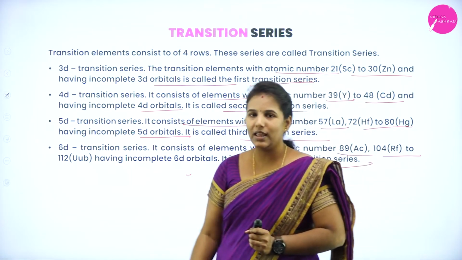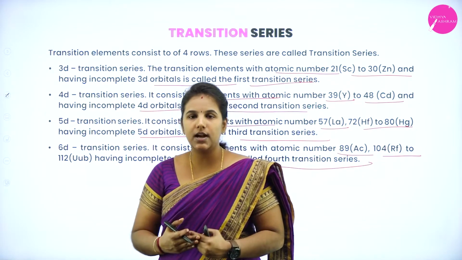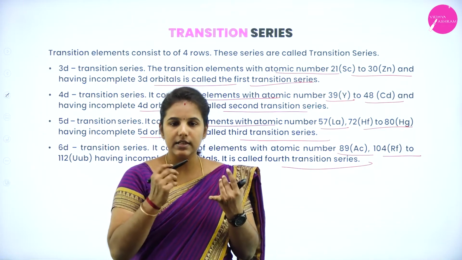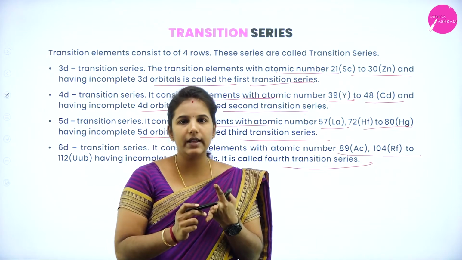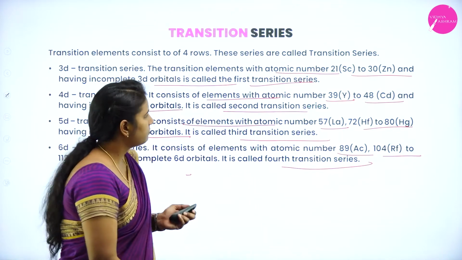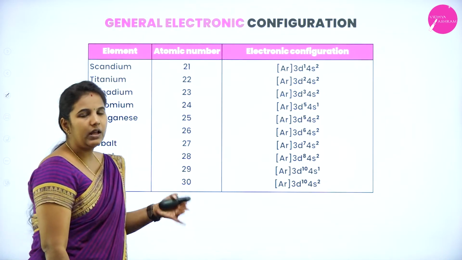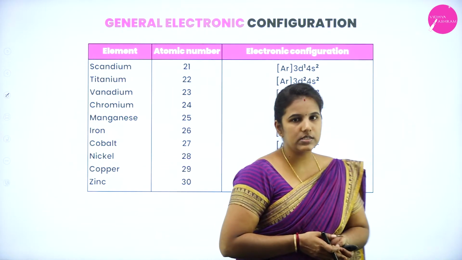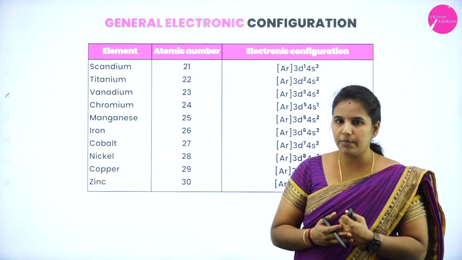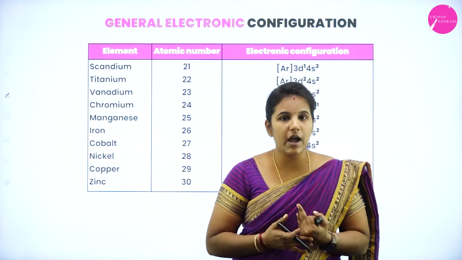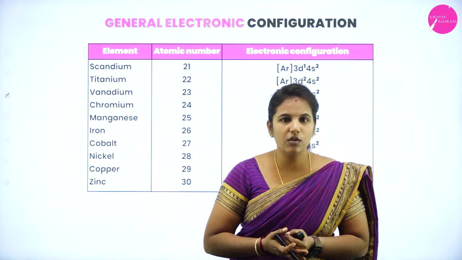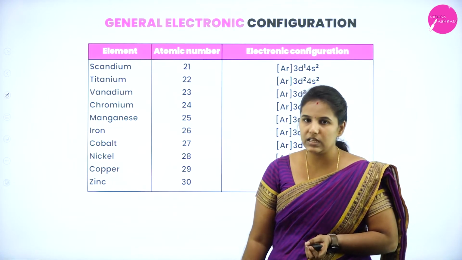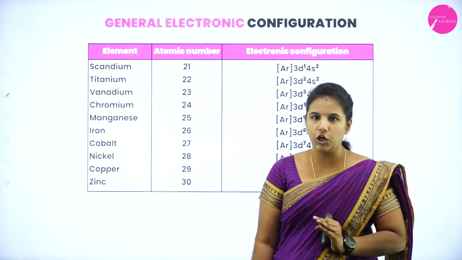Like that, the transition series are further divided into 4 different series, that is 3D, 4D, 5D as well as 6D. Now let us see what are the general electronic configurations of the first series. Because in this chapter you are going to understand more about the 3D series of elements, that is why I am discussing the 3D series of the element with the electronic configuration.